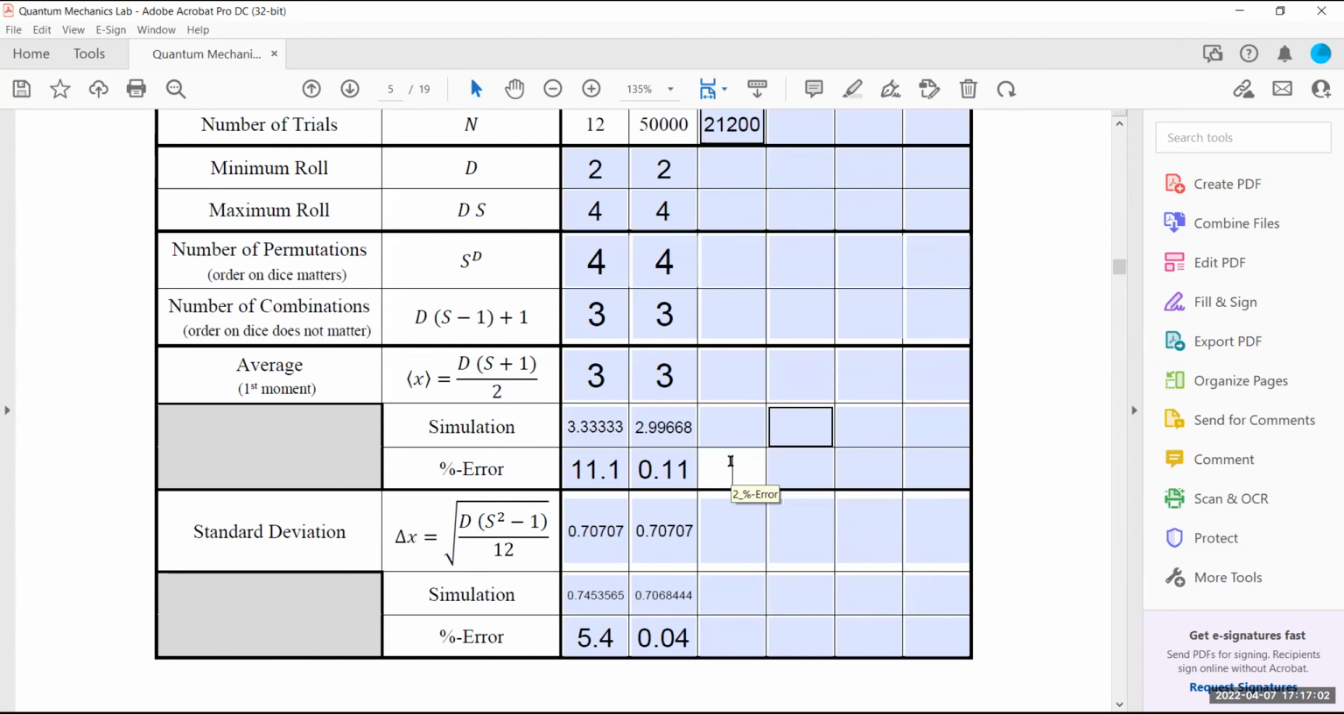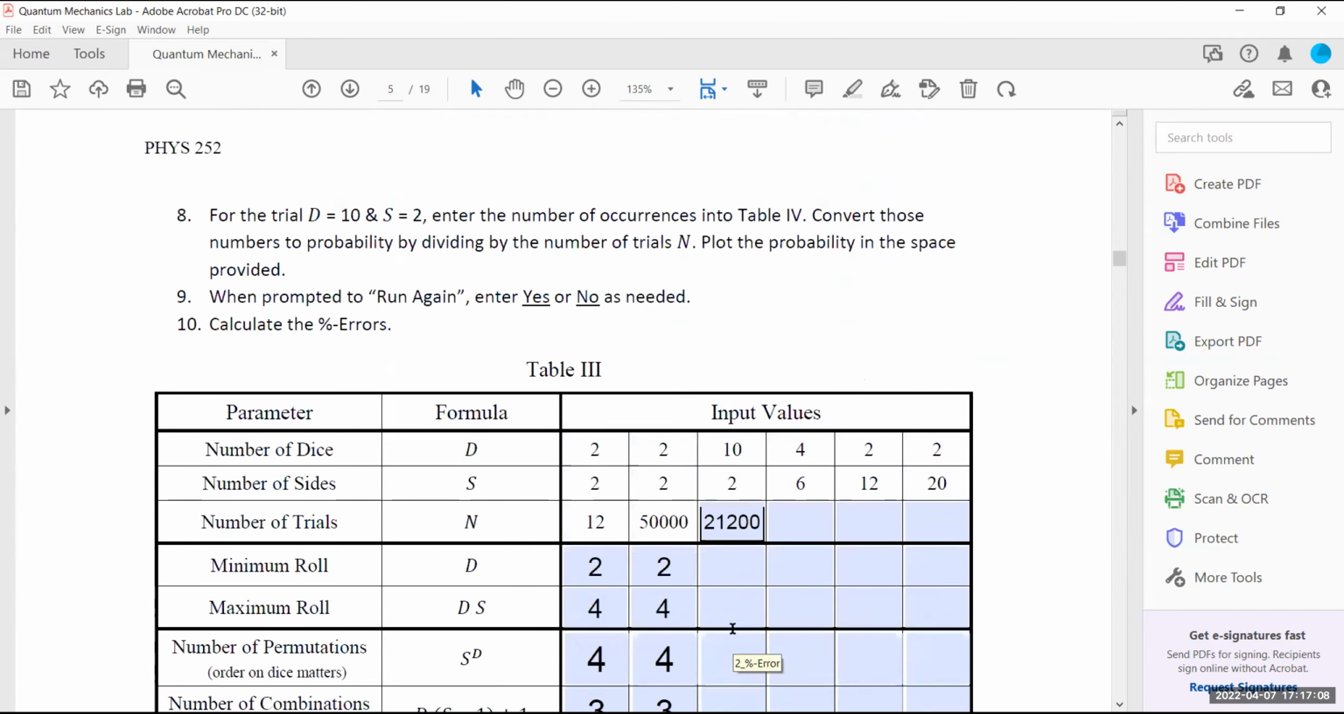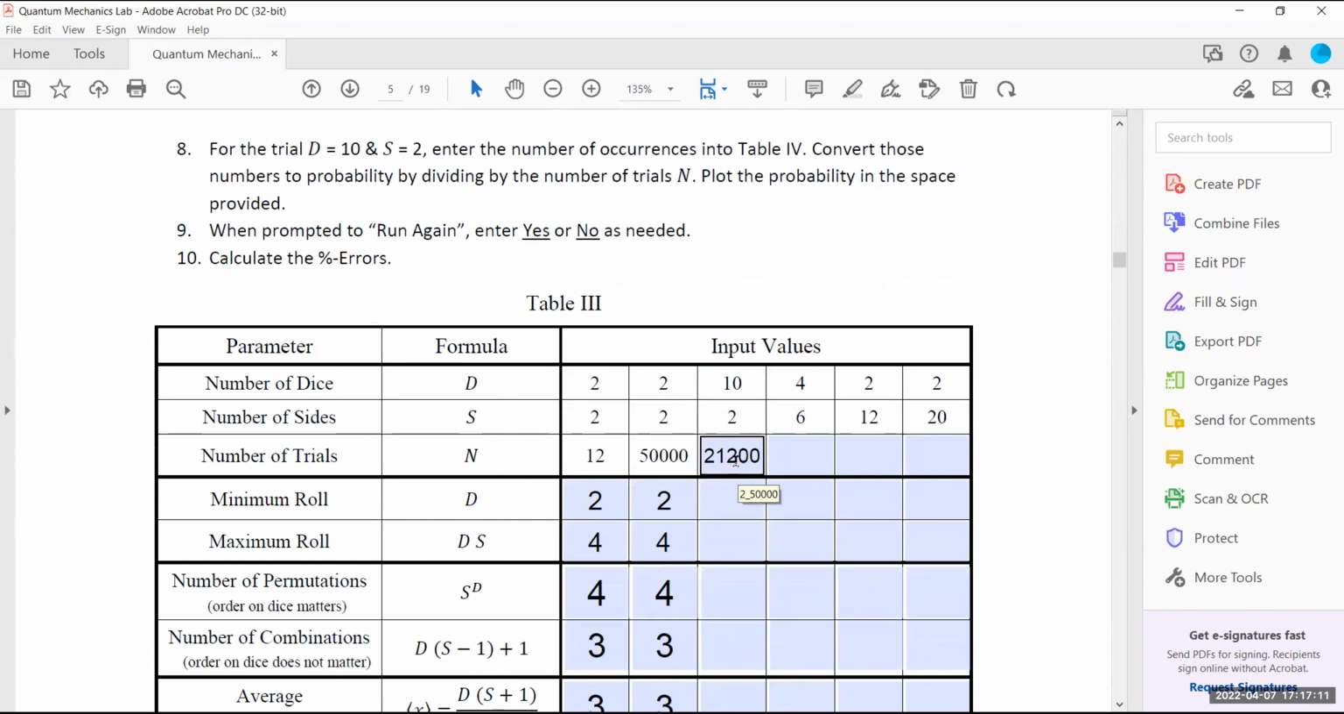Even if you get an error of 3% in here, and an error of 2% in here or 1% in here, it's still good, okay? So that's basically the bottom line. 30,000 is a good number. 40,000 is even better. 50,000, if you really have that time.